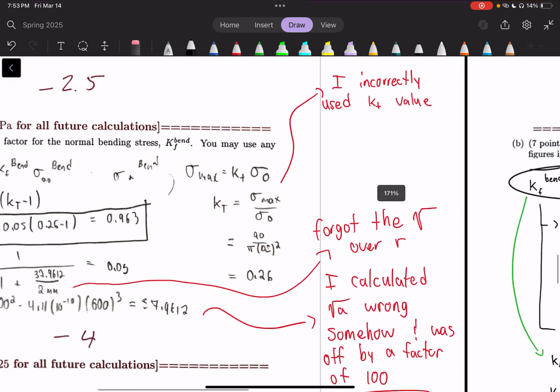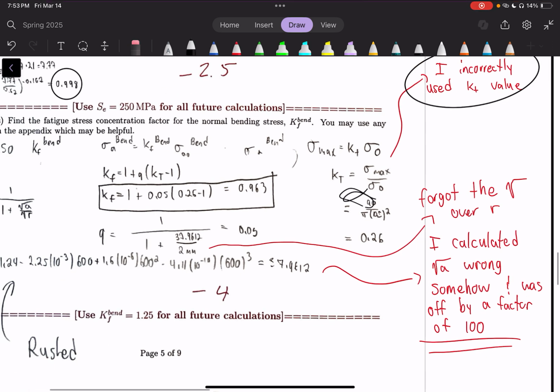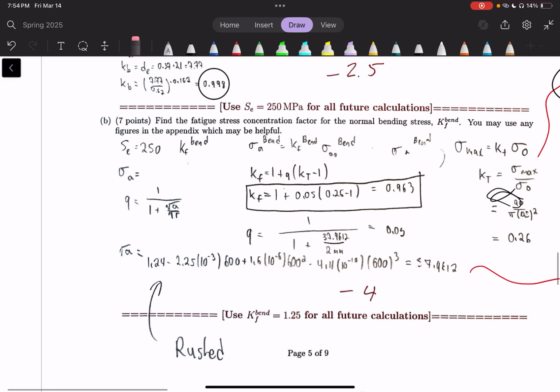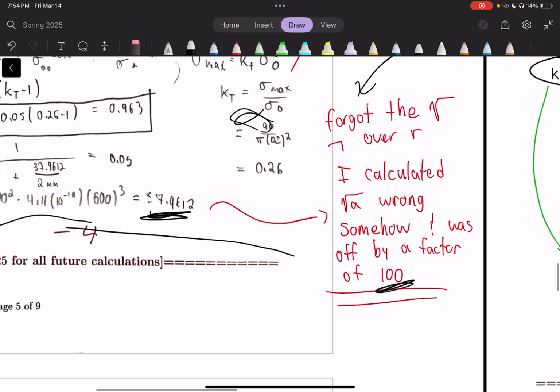Now, where I went wrong on here is that the table was confusing to me, and I incorrectly used the Kt value. I kind of used this relationship and not the table. I also forgot the square root of r over this value here, or the square root, sorry. And for the square root of a, I was off by my math. My math was wrong somewhere in here, and it was somehow off by a factor of 100.